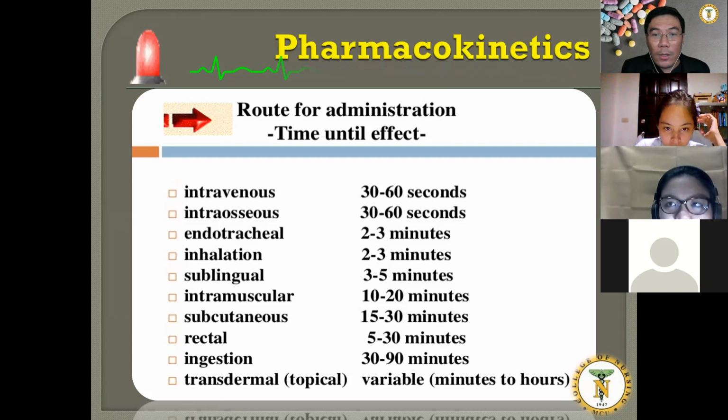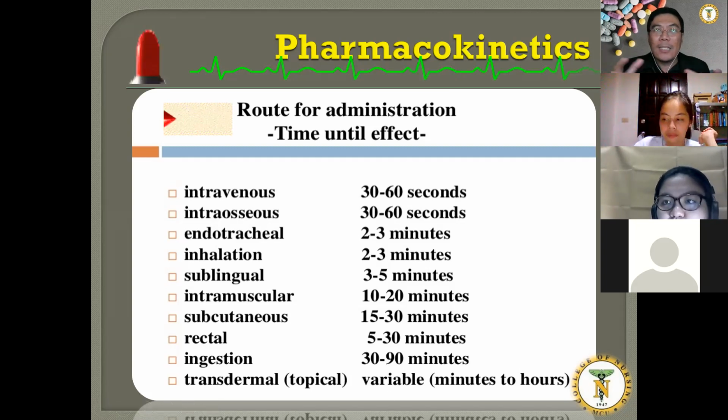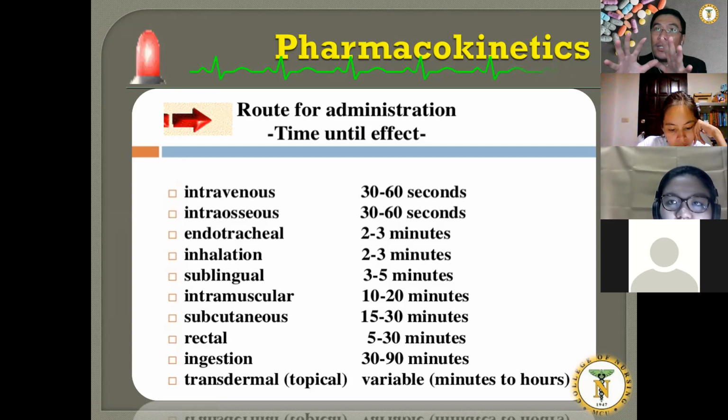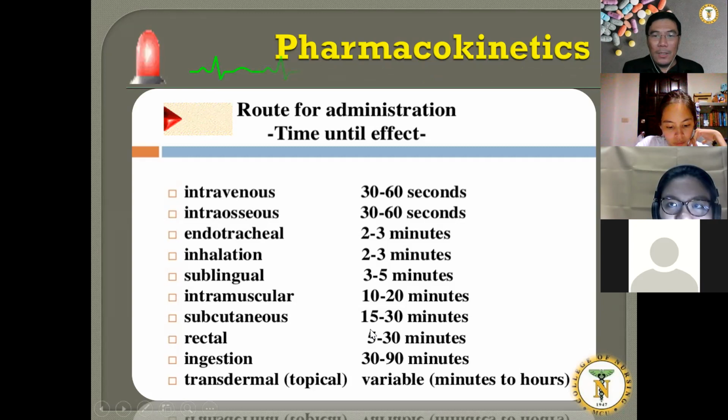That's why if you will notice, if the period is meant to stabilize the blood pressure for the whole 24 hours, that's why it's oral. Kasi it will need a longer time of effect. That's why oral antihypertensive drugs are obviously given via oral. So I think I will end this discussion.